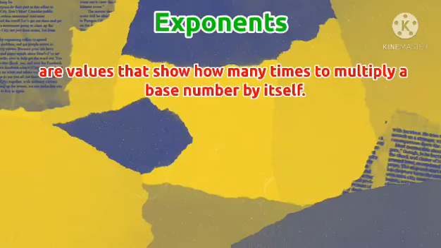But first, let's briefly discuss what an exponent is. Exponents, also known as powers, are values that show how many times to multiply a base number by itself. For example, x to the power of 4 tells us that we multiply x by itself 4 times.